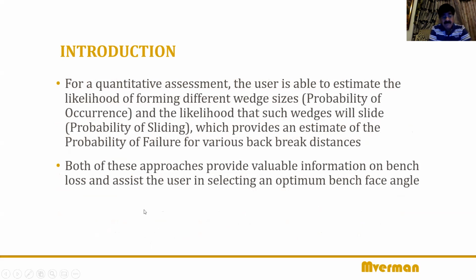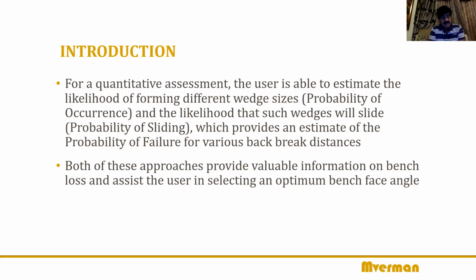For making a quantitative assessment, you want to talk in terms of numbers. With a quantitative assessment, the user is able to estimate the probability or the likelihood of forming of different wedge sizes, which is called probability of occurrence. What is the probability of occurrence of wedges? Wedges will occur or not. And another probability is whether these wedges which have been formed will slide or not, which is called probability of sliding. So first, probability of occurrence of wedges, and second, probability of their sliding. These two things provide you with an estimate of the probability of failure.